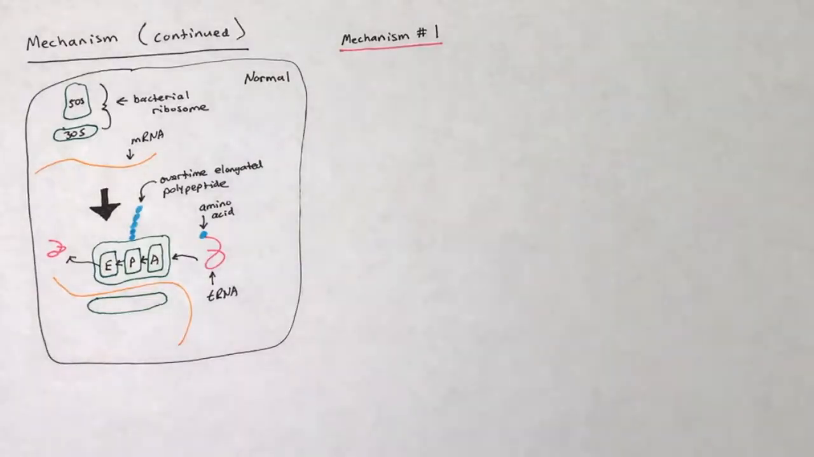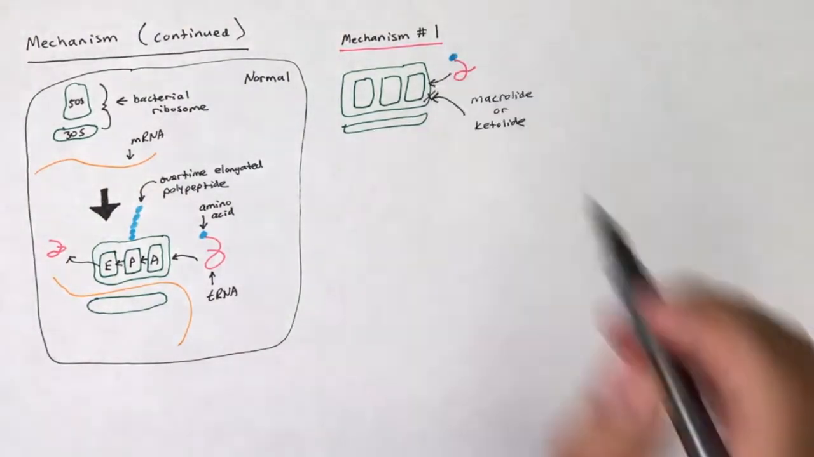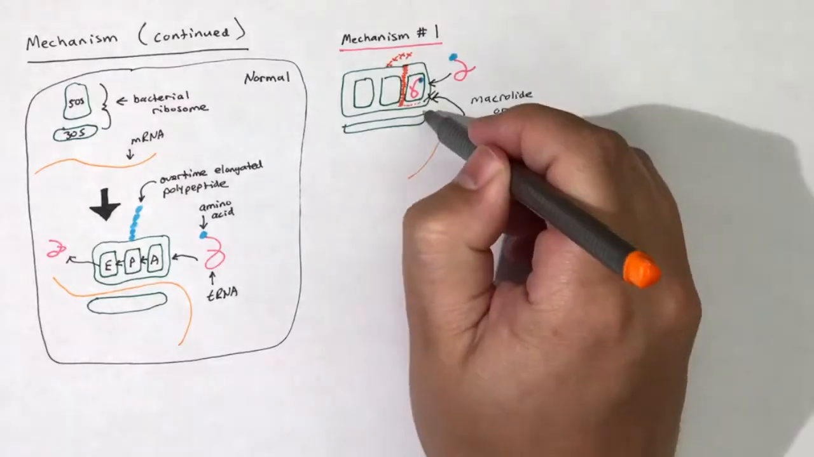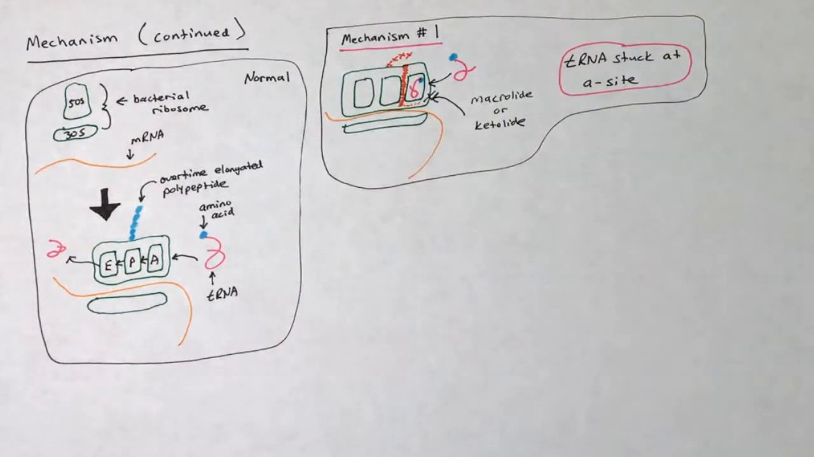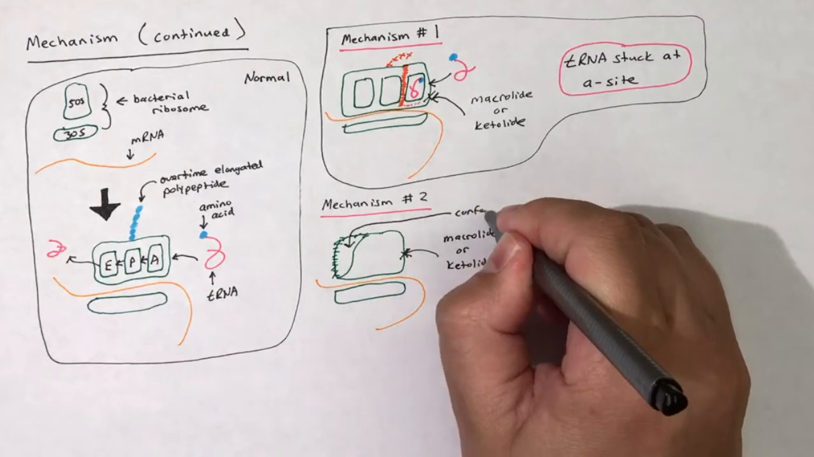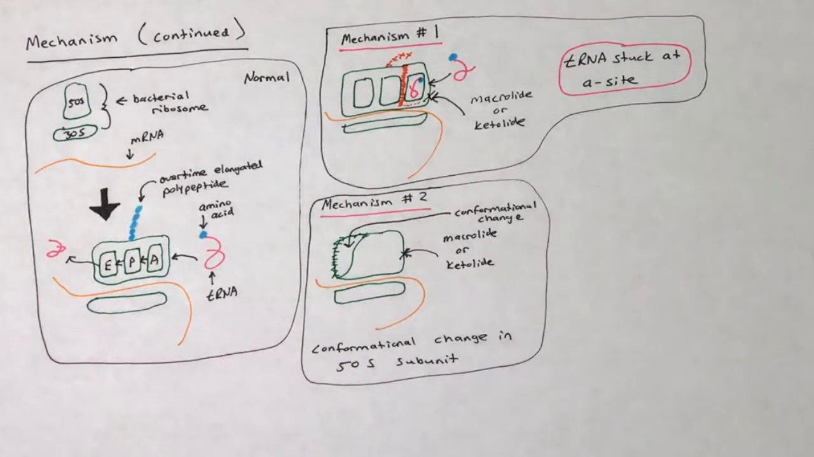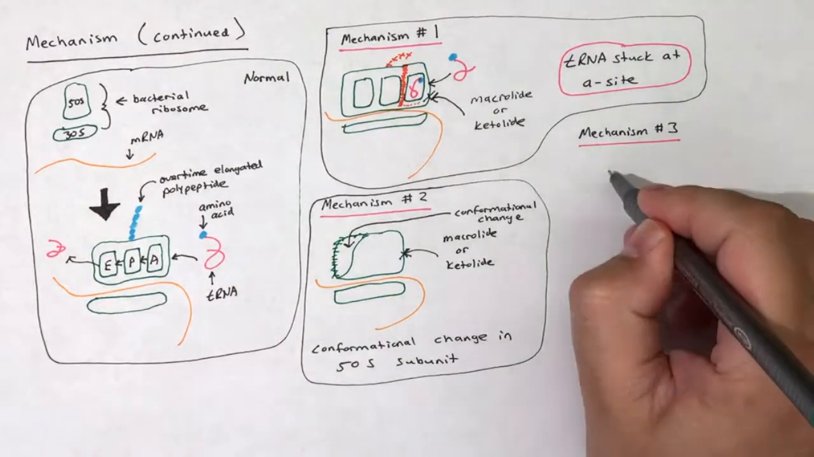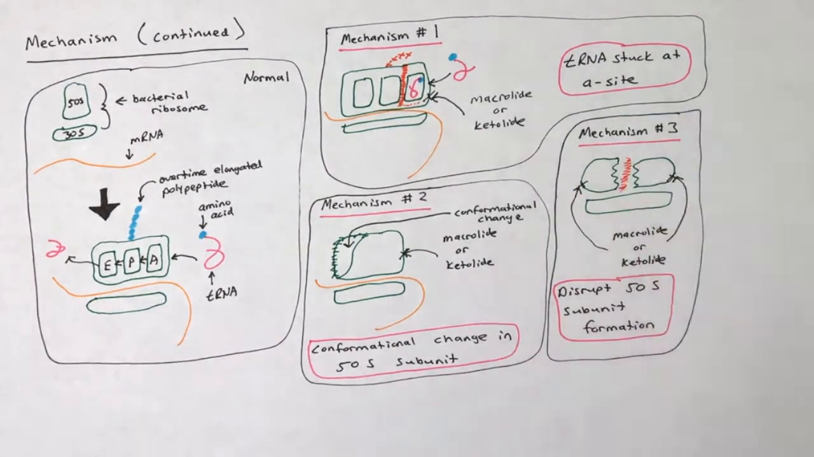The binding of the macrolide or ketolide prevents translocation of the tRNA from the acceptor site, A site, to the peptidyl donor site, P site, on the bacterial ribosome. This halts protein synthesis. In addition to this mechanism, macrolides and ketolides can elicit a conformational change in the bacterial ribosome, which can result in indirect inhibition of transpeptidation. Lastly, macrolides and ketolides can inhibit the formation of the 50S ribosomal subunit. Macrolides and ketolides are bacteriostatic.